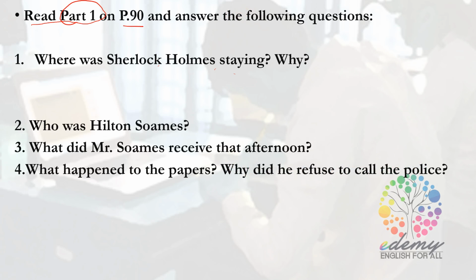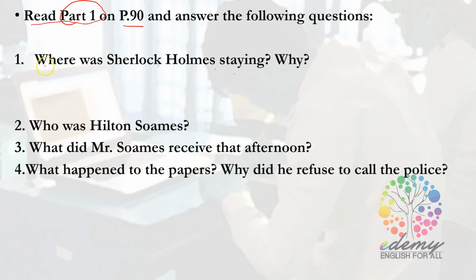Here, you have to read for specific information in the reading in order to answer these questions. The strategy is that you need to look at the clue in each question. This will help you find the information faster. I will give you an example. For example, question number 1: where was Sherlock Holmes staying and why?